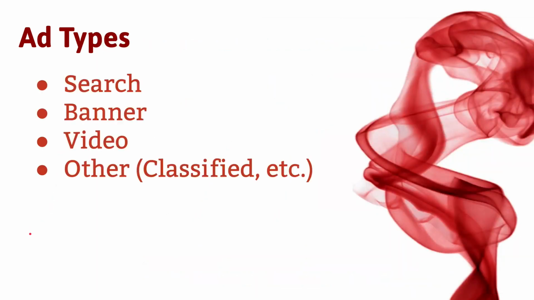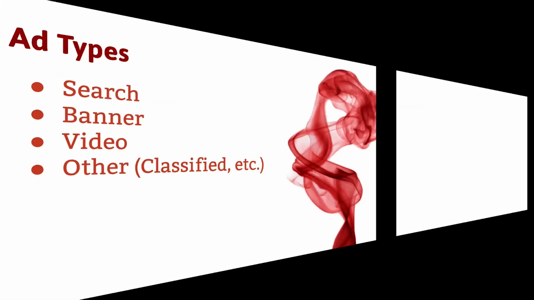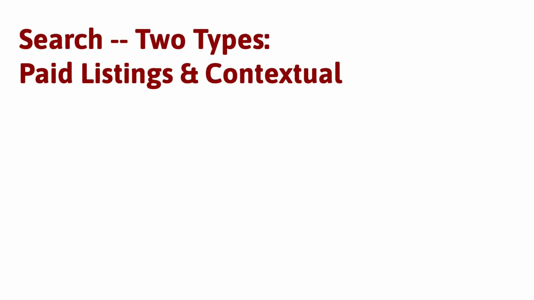So these are the types of ad types or ad formats that we're going to be going through: search, banner, video, and other. And in other, we'll talk about classified ads. So we're going to go through these one by one, starting with search. With search, there are two different types of search ads. And these are all IAB definitions. So I just want you to learn definitions. We're looking at ad formats or ad types. The first format is search, and there's two different types of search ads. One of them is paid listings, and the other is called contextual. So we're going to go through both of those.